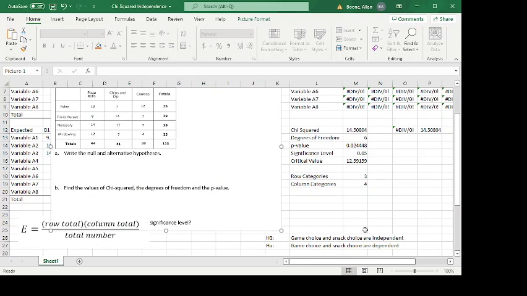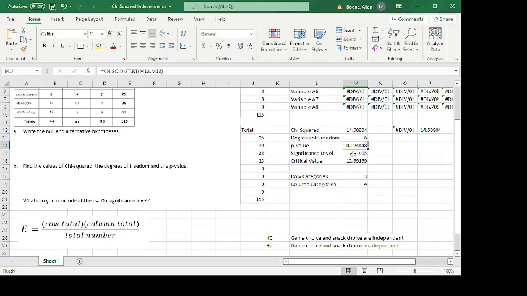And so we've done part B here, find the values of chi-squared, degrees of freedom, and the p-value. That's all good. And so then the last question is, what can you conclude at the alpha equals 0.05 significance level? And so there's 2 things I could look at here. I could either say the p-value is less than 0.05. So they are dependent. Or I could say that the chi-squared is greater than 12.59.